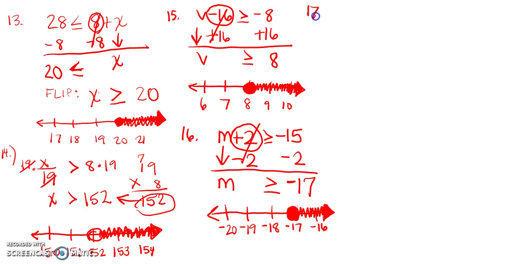And number 17, we have v over 3 is less than 19. Again, you're going to focus on the side with the variable. So you're going to multiply by your denominator on both sides. So this 3 cancels with that 3, and v is less than 19 times 3. That is 57.